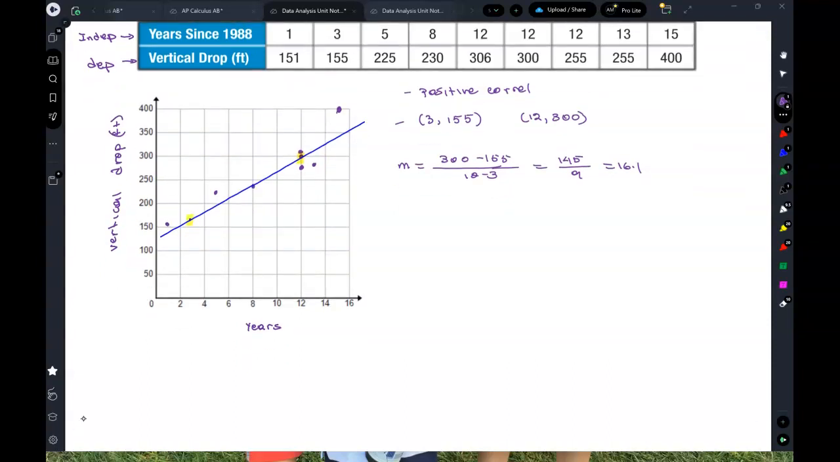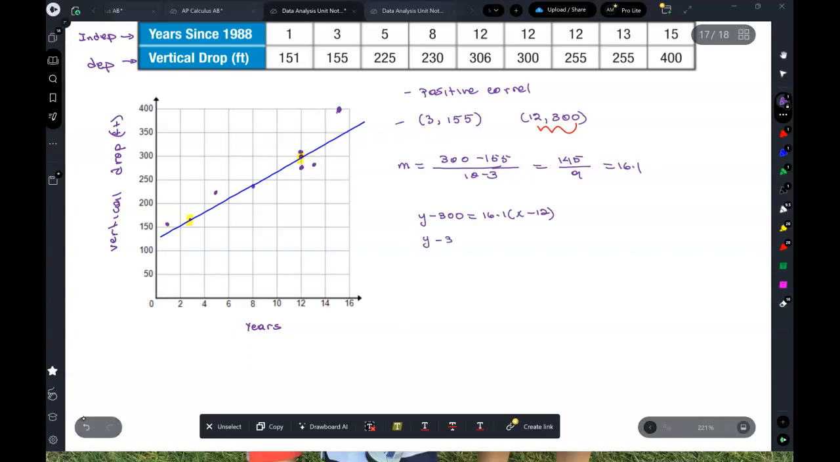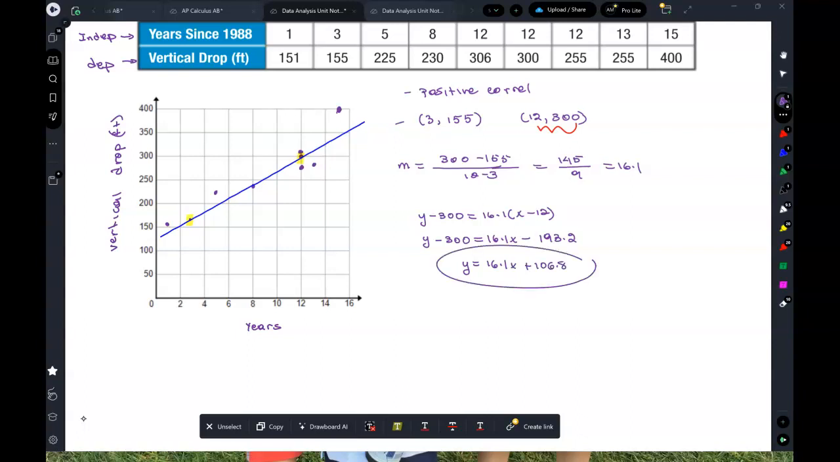So I'm going to use this point to write my equation. y minus 300 is equal to 16.1 times (x minus 12). Why did I use that one? Just because? Did it matter? No. So y minus 300 is 16.1x minus 193.2. So y is 16.1x plus 106.8.